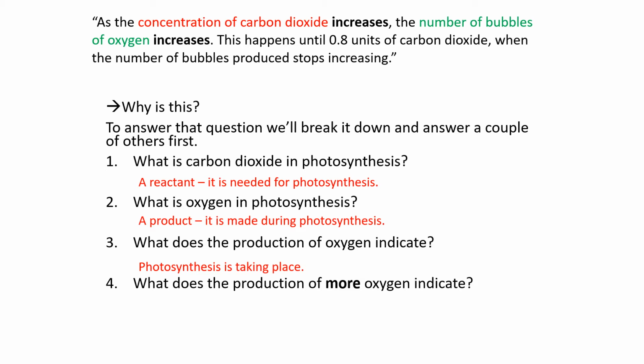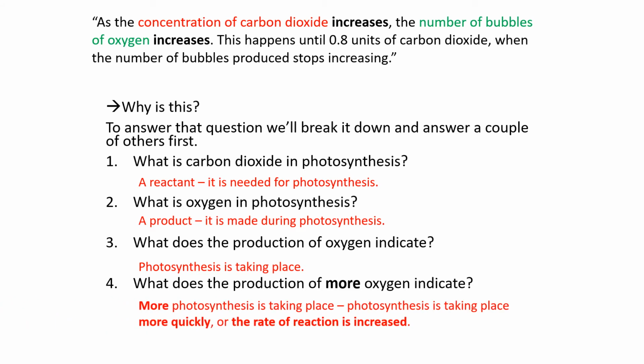And if we count the number of bubbles, it will give us the information on how fast or how slow the photosynthesis is taking place. What does the production of more oxygen indicate? More photosynthesis is taking place, which means more quickly, and the rate of reaction is increased too.